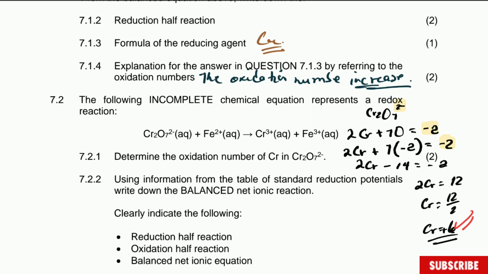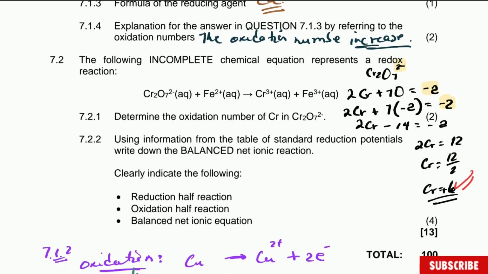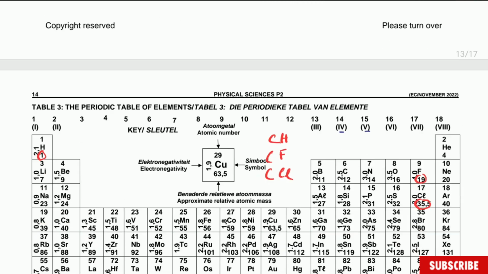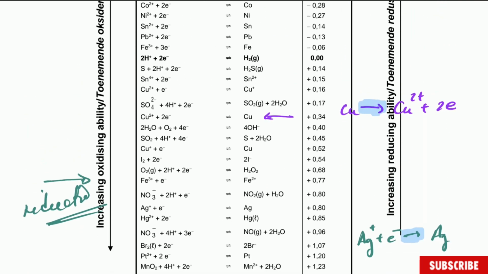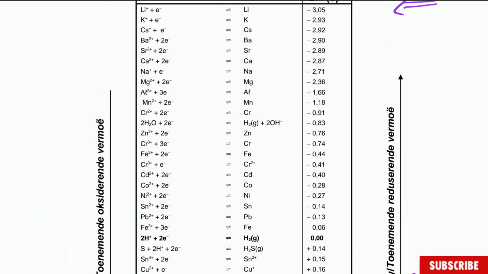You don't have to stress too much. Now use the information in the above standard reduction potential table. Now they're telling you to use the table and write out the balanced net ionic equation. Clearly indicate the following: reduction half reaction, oxidation half reaction, and balanced net equation. So now the first thing we're going to do is to identify which one is being oxidized and which one is being reduced. That is the first important thing, because when we go to the table, to this specific table I'm speaking about, the second table, we know that if it's oxidation, we're writing from right to left, and if it's reduction, from left to right.